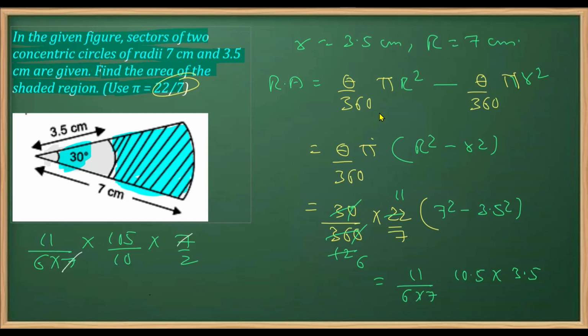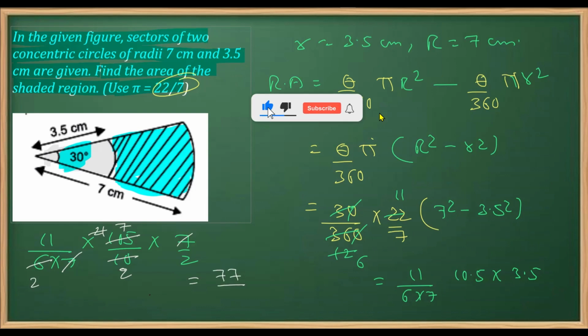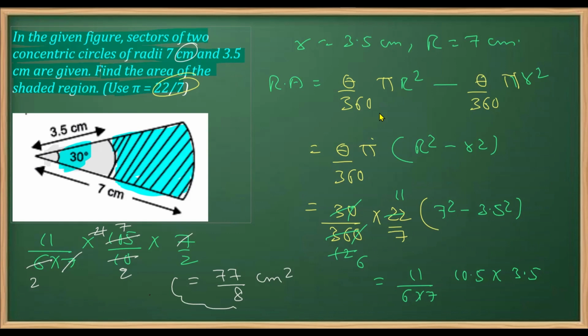Now I can see that we can reduce it further. 7 and 7 get cancelled. Next, this is divisible by 5, so I'll divide it by 5: 5 2 times, 5 21 times. This is divisible by 3: 3 2 times and 3 7 times. So at the end we got 7 into 11, that is 77 over 2 into 2 into 2, that is 8. This much centimeter square. Yeah, it's in centimeters. So we'll say that this is the answer for this question.